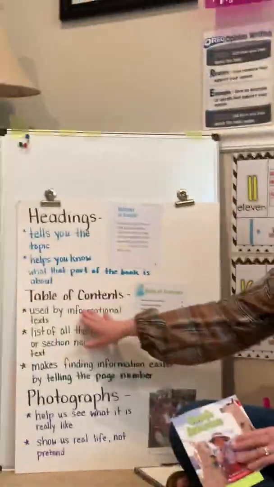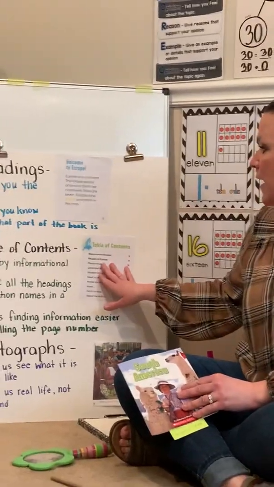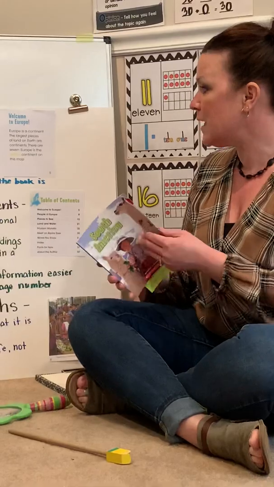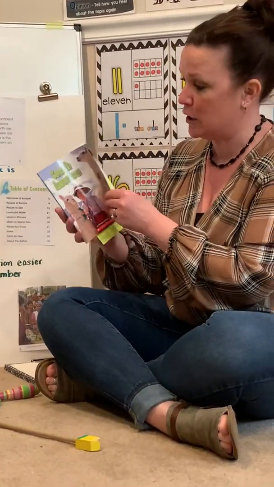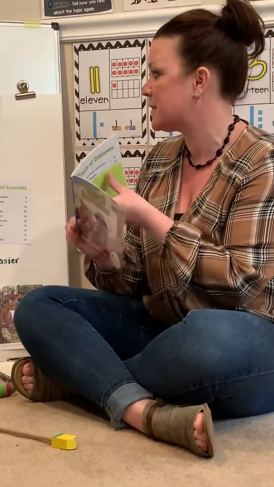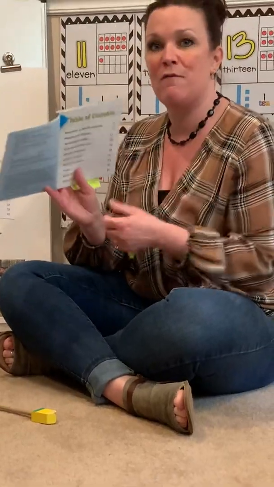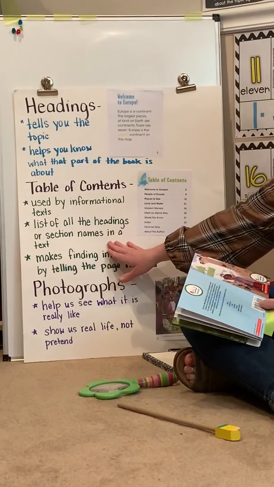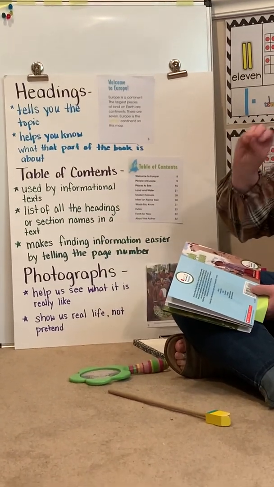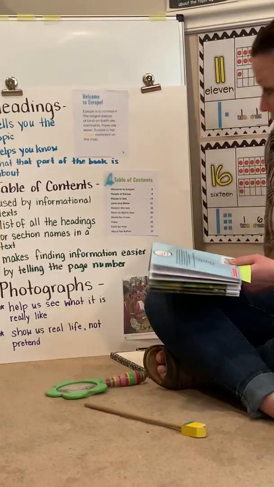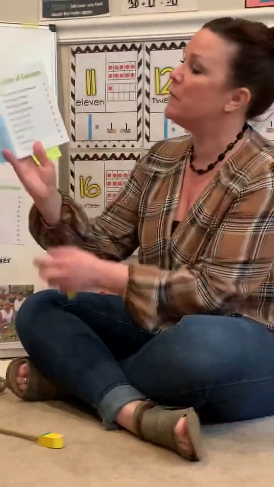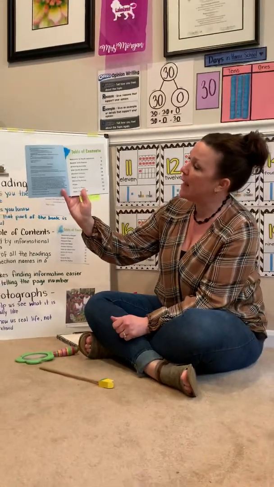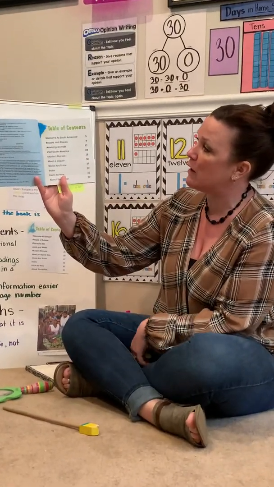We're going to use the table of contents, and this is the table of contents poster that we used when we talked about Europe. And each of these books by Rebecca Hirsch has a table of contents. And these are used by informational text. They list all of the headings or section names in a text, and they might make finding information easier by telling the page number. So I want to go to the heading People and Places. That's what we're going to look closer at today.